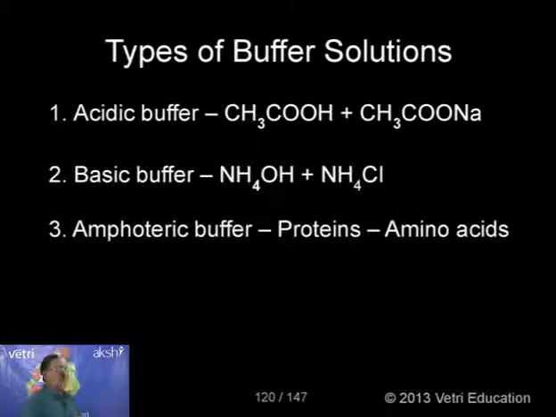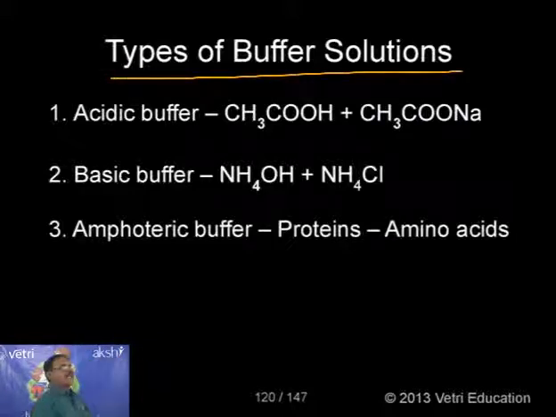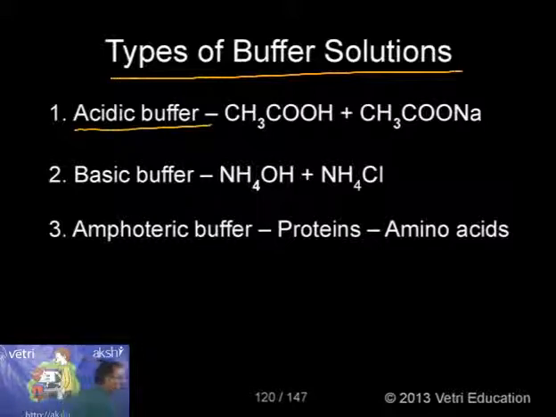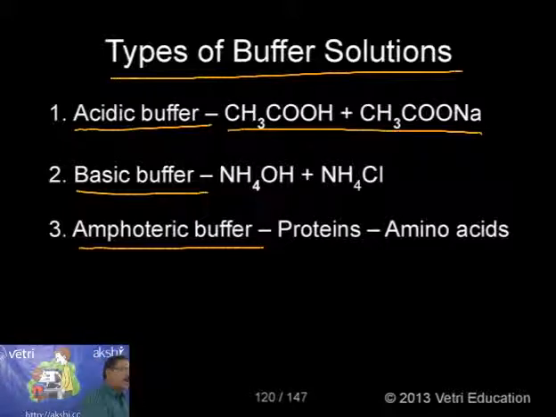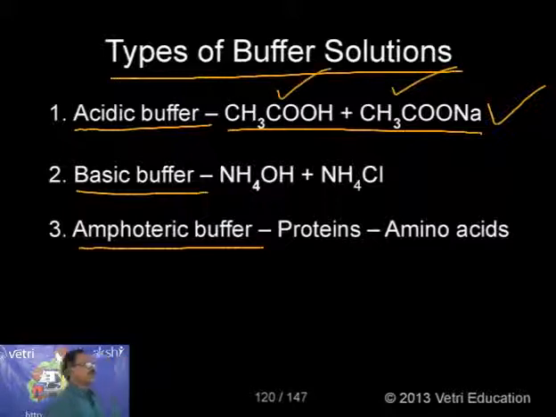So this buffer solution, I can broadly classify into three types. Can you follow? Type 1, acidic buffer. Type 2, basic buffer. And type 3, amphoteric buffer. So, let me come back. What is an acidic buffer? An acidic buffer means a buffer containing a weak acid and its salt with a strong base. In this case, a specific example: acetic acid and its salt, sodium acetate, sodium with a strong base, sodium hydroxide.